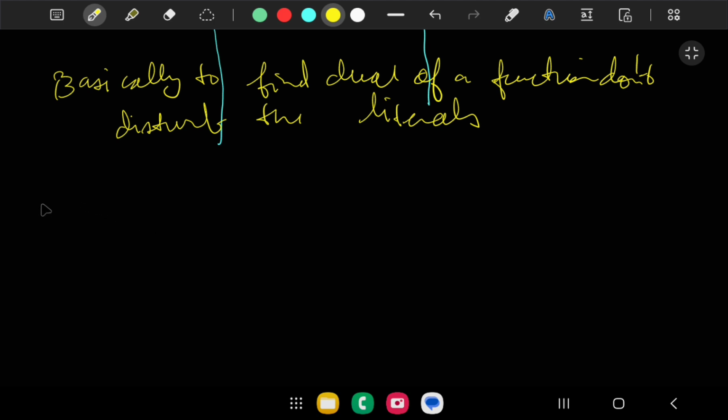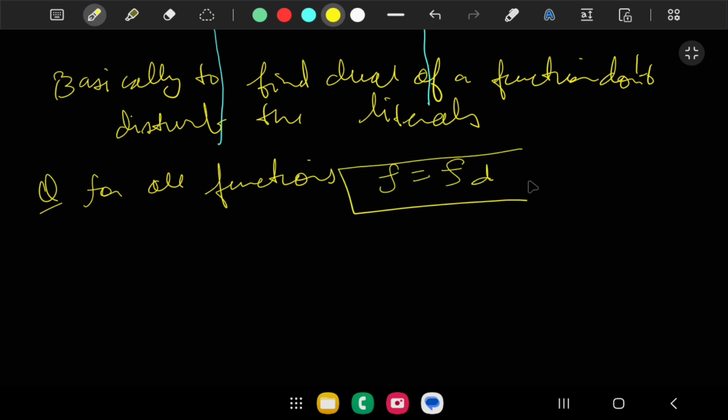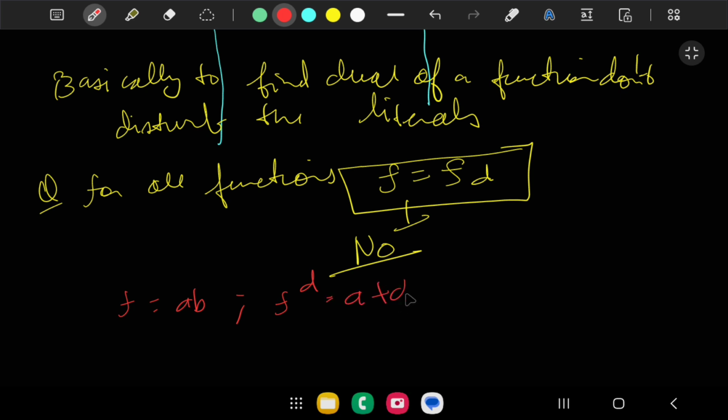Now, can I say that for all functions, f is the same as f dual? Are they the same? The answer is clearly no. Consider this function: a b plus c d, and its dual, a plus b, c plus d. They are different.